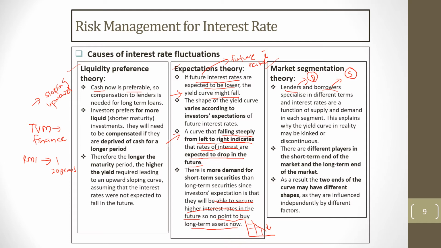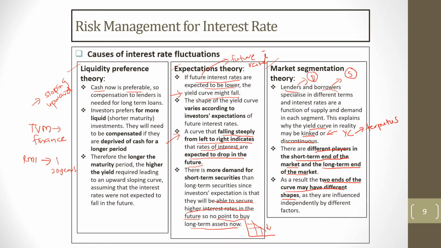This explains why the yield curve in reality may be kinked or discontinuous. What it means is the yield curve is broken, because there are two functions, one for the short term and one for the long term. So there are different players in the short-term end of the market and the long-term end of the market. As a result, the two ends of the curve may be different shapes.